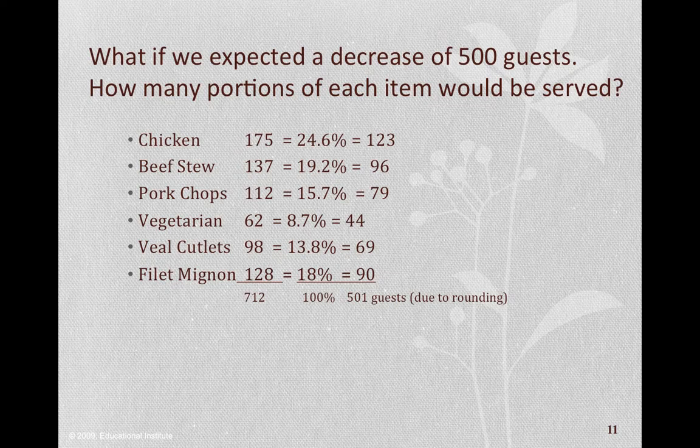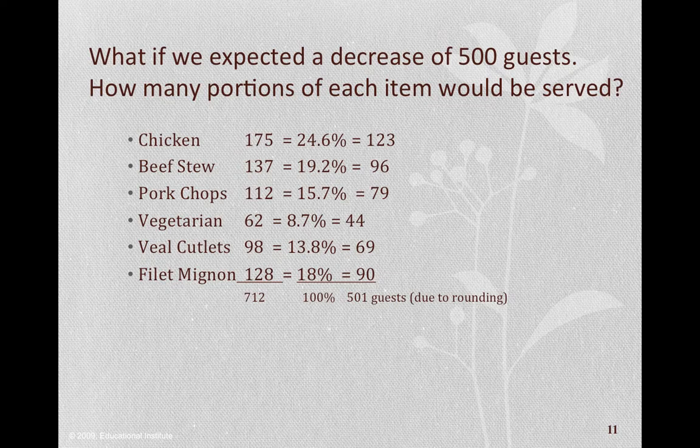To figure out the beef stew, we took 500 guests times 0.192, and that would be equal to 96. The pork is 500 times 0.157 for 79 guests. Vegetarian, 500 times 0.087 equals 44, and so on and so forth.